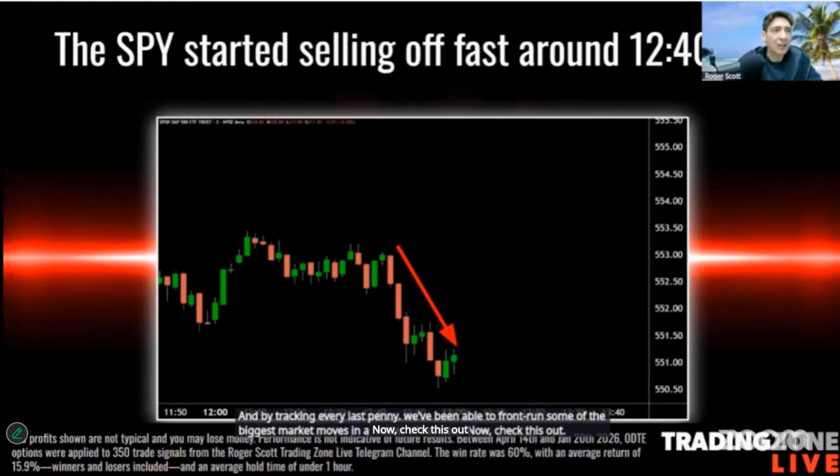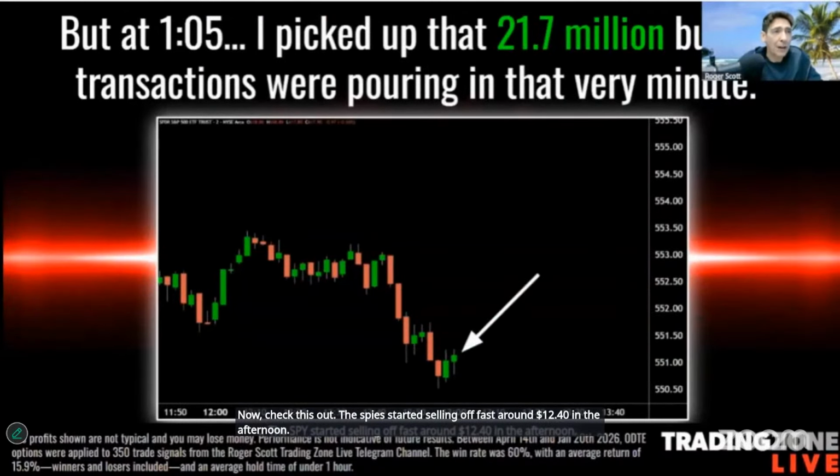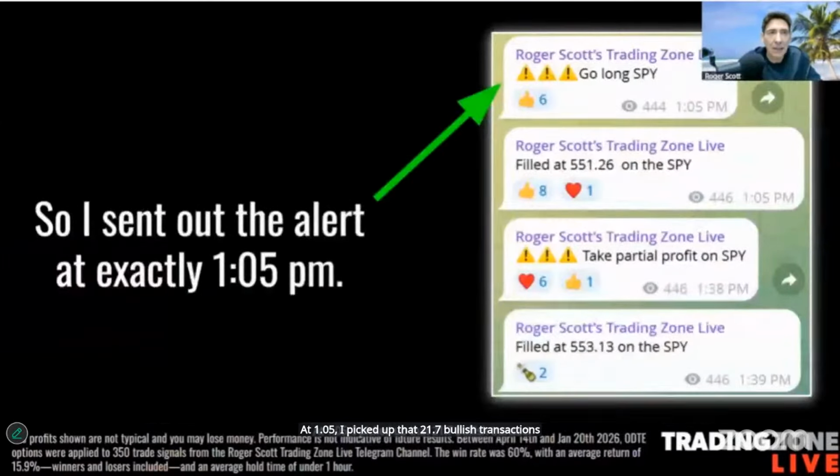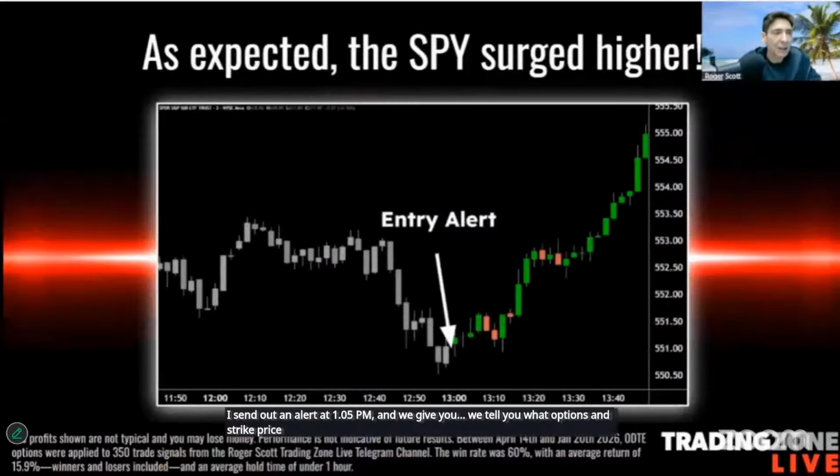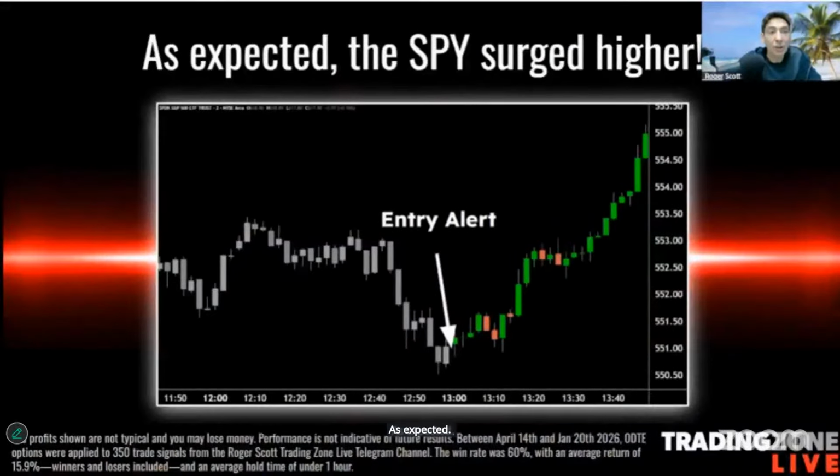The SPY started selling off fast around 12:40 in the afternoon. At 1:05, I picked up that 21.7 bullish transactions were pouring in at that minute. I sent out an alert at 1:05 p.m. and we tell you what options and strike price, all that stuff. As expected, the SPY surged higher.